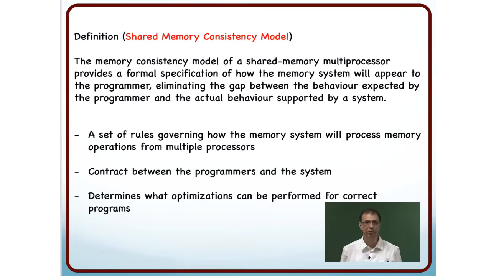So it's essentially a set of rules that govern how the memory system is going to process the memory operations from multiple processors, right? So it's essentially, as we said, a contract between the programmer and the system. An agreement. It's a set of rules using which you can determine whether you're writing a correct program or not. It also determines what optimizations can be performed for correct programs, right? What is the compiler allowed to do? What can be done at runtime? All of that is decided by this set of rules.